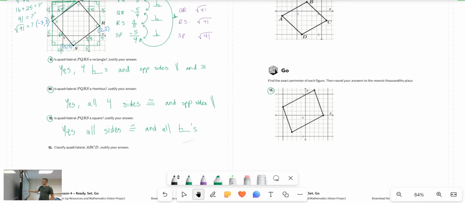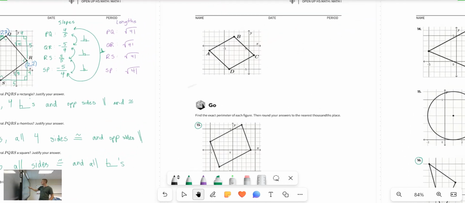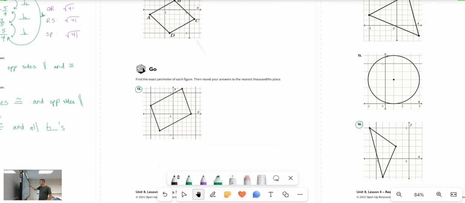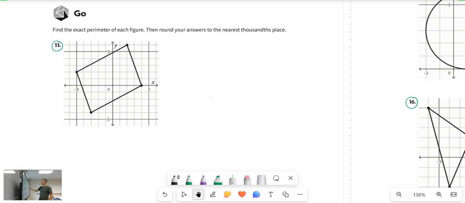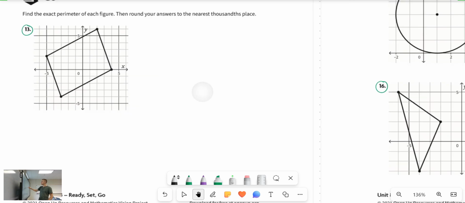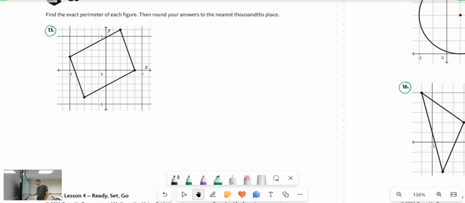Oh, so question 12 was going to ask us about this quadrilateral, but we are skipping question 12, so let's go to 13. Find the exact perimeter of each figure, then round your answer to the nearest thousandth. So find exact and then round. All right, exact first, then round to the nearest thousandths place. Find the exact perimeter.